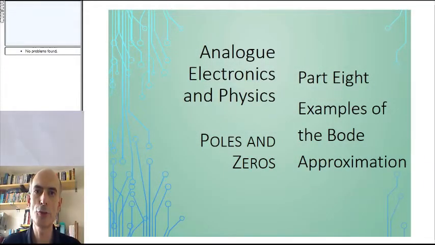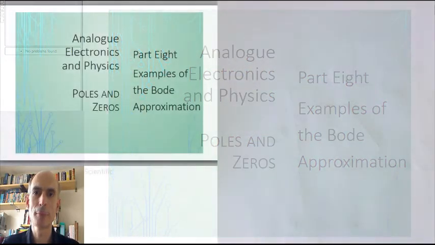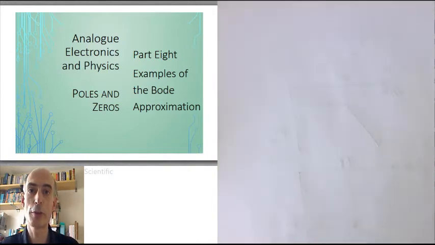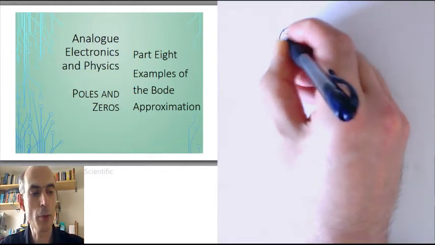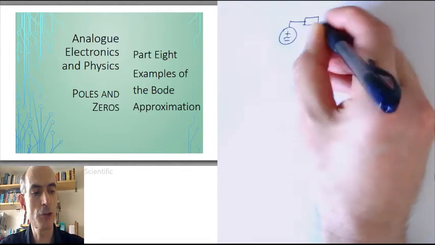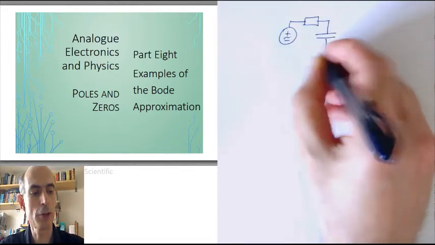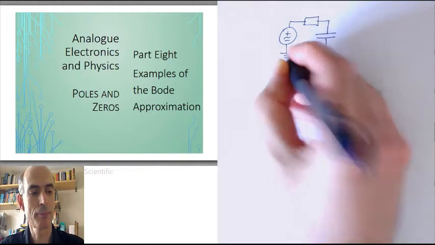Now that I've introduced the Bode approximation, I'd like to show how we can use it to simply plot an approximation to the amplitude response of circuits, knowing their gain at one frequency and the locations of all of the poles and zeros. We'll look at some circuits that we've examined before, starting off with possibly the simplest one, which is just the resistor connected to a capacitor like this.